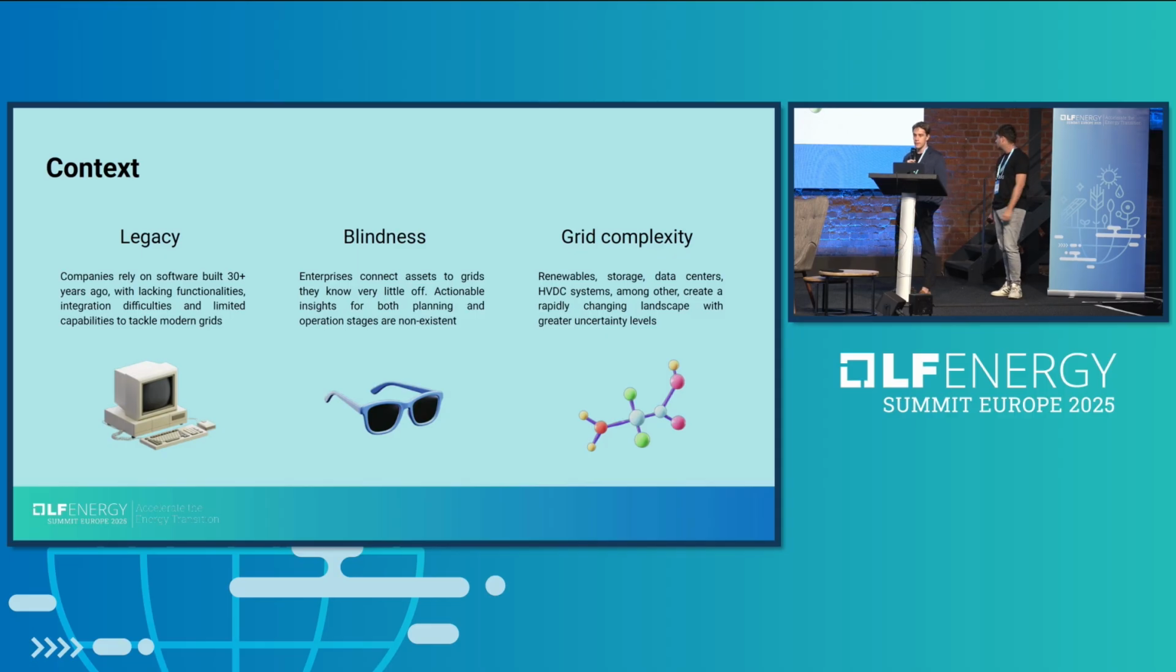Secondly, we also have blindness. If you want to connect one of your assets to the network, then you barely know what's going on there. And finally, grid complexity. Grid complexity has been exacerbated by the integration of power electronics devices, mainly coming from renewables, storage, HVDC, and so on. So if you have software that can only model synchronous machines, then you are in big trouble whenever you face these modern grids.